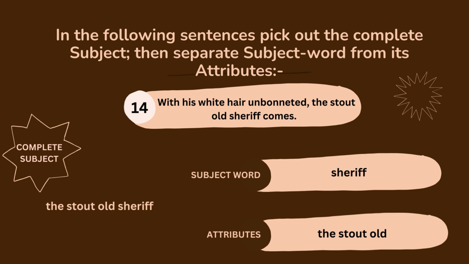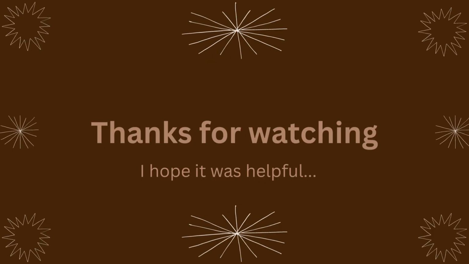The last one, number 14: With his white hair unbonneted, the stout old sheriff comes. Here we have the second part of the sentence, the stout old sheriff. You can say it is the complete subject, and the word sheriff is the subject word, and the stout old, these words, are the attributes of this word sheriff.